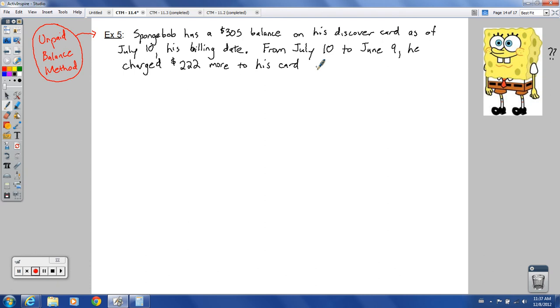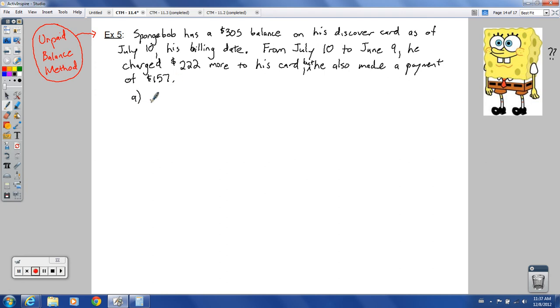So this card, but he also, okay, he made a payment. That's good. He also, but he also made a payment of $157.